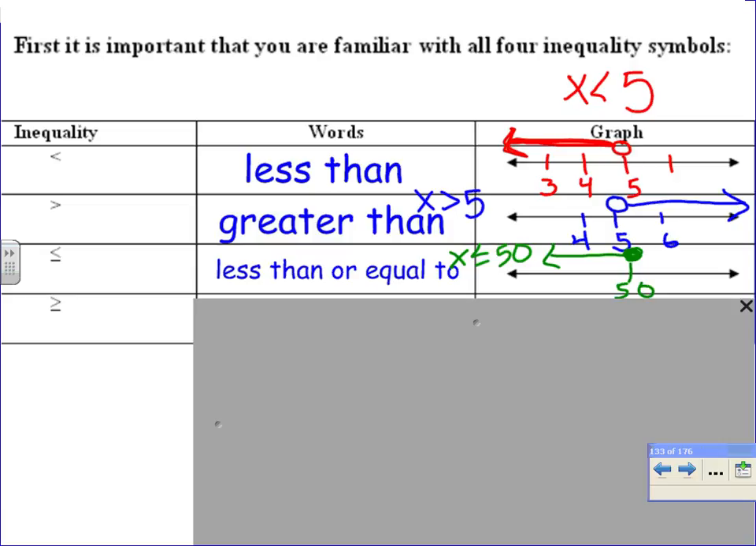Annalise? So then could the equation be x equals less than? It's right here. X is less than or equal to 50. Okay. Mary? Yep.